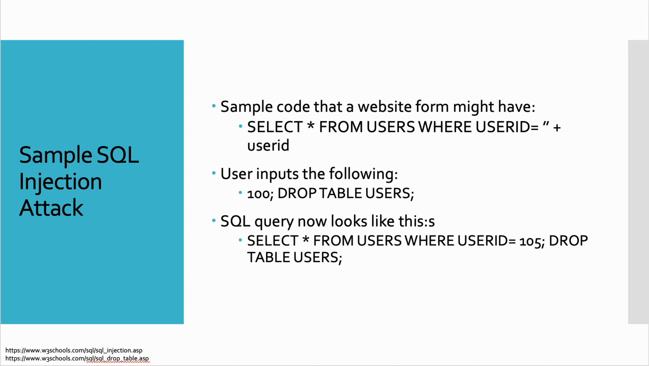They would hit enter, and now the final one, once that data goes to the backend, would look like this. Select star from users where user ID equals 100, and then a semicolon. So now they're ending that query, it's done, and then it goes to the second query, drop table users. So then it would delete the users table, which successfully executes that SQL injection attack, which would ultimately become a denial of service attack.